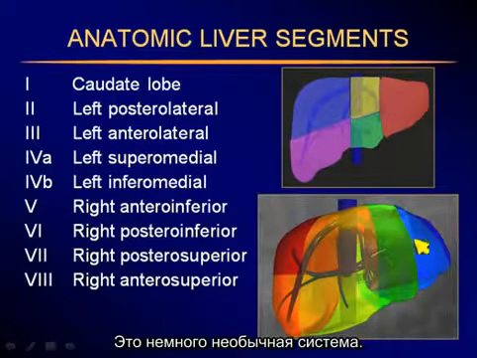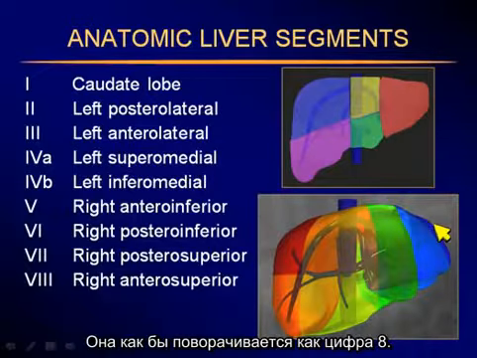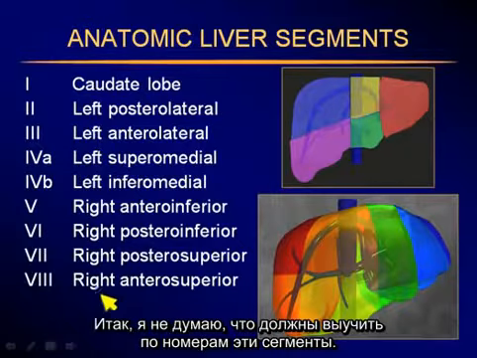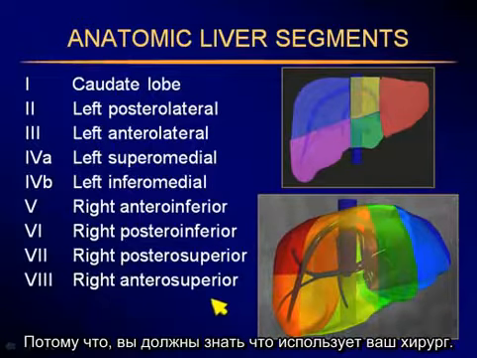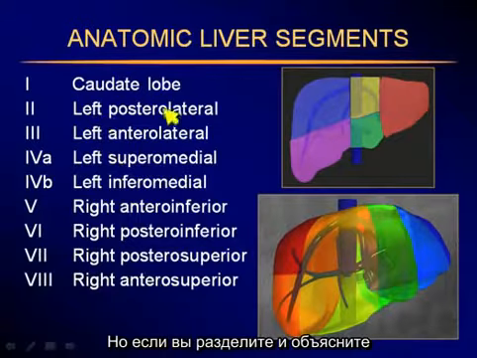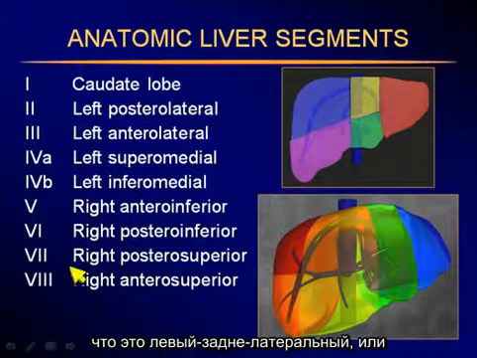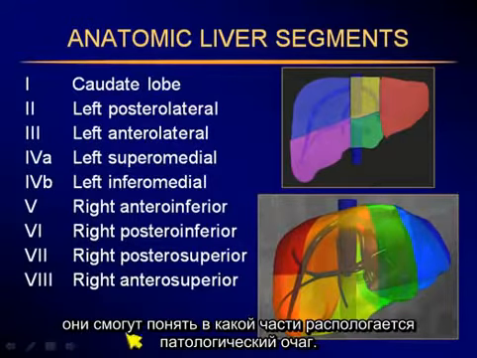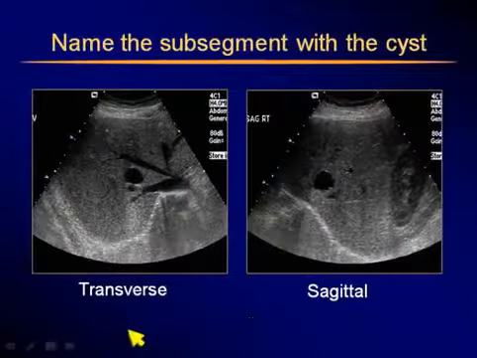It's kind of an unusual system. It kind of twists around like a figure 8. Nonetheless, each segment has a number. Now, I don't think that you should learn all of these segments with numbers because you have to know what your surgeon uses. Your surgeon may not use this classification. But if you explain that it's left posterolateral or right posterior superior, they will know then which part of the liver the lesion is in.